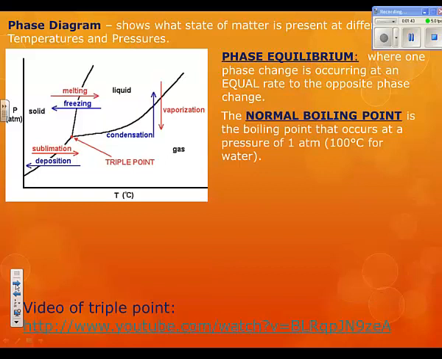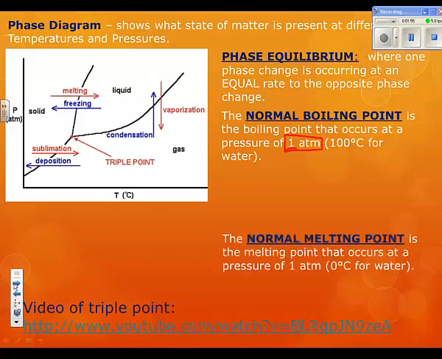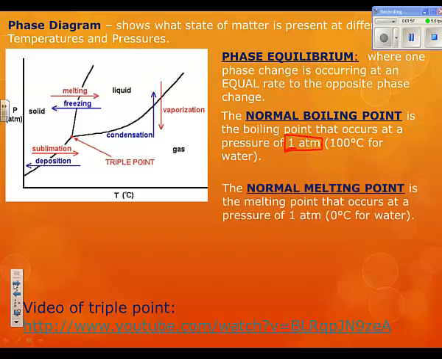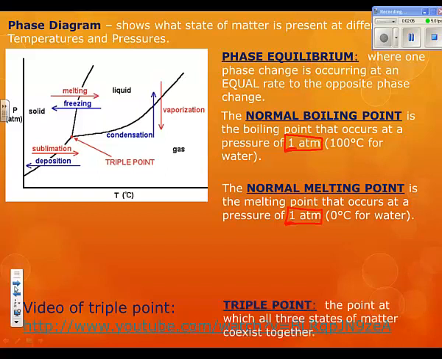Then you get the normal boiling point. It's a boiling point that occurs at 1 atmosphere. Make sure you know this value so you know where to look at the chart. That's typically 100 degrees Celsius for water, but we're probably not going to give you the phase diagram for water on a test or a quiz. And the normal melting point is, again, where it melts at 1 atmosphere of pressure. So always look for that. It's 0 degrees Celsius for water.